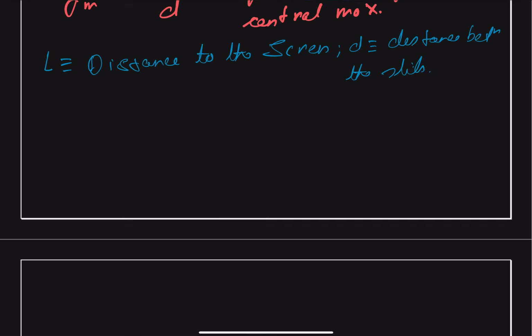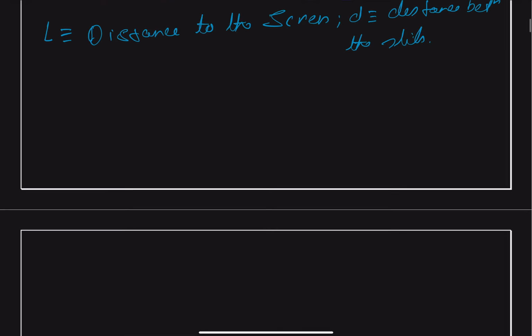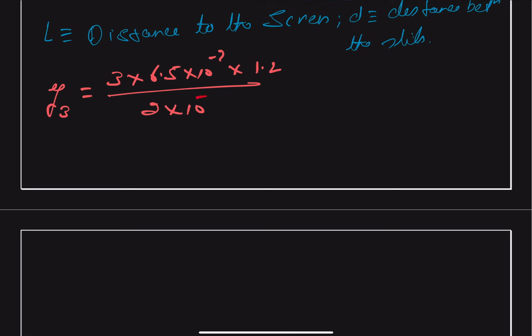So substituting all the values, we get y of 3 equals 3 into 6.5 into 10 to the power minus 7, and it is 1.2 meters divided by 2 into 10 to the power minus 3 meters, and this will give us an approximation of 1.17 centimeters.